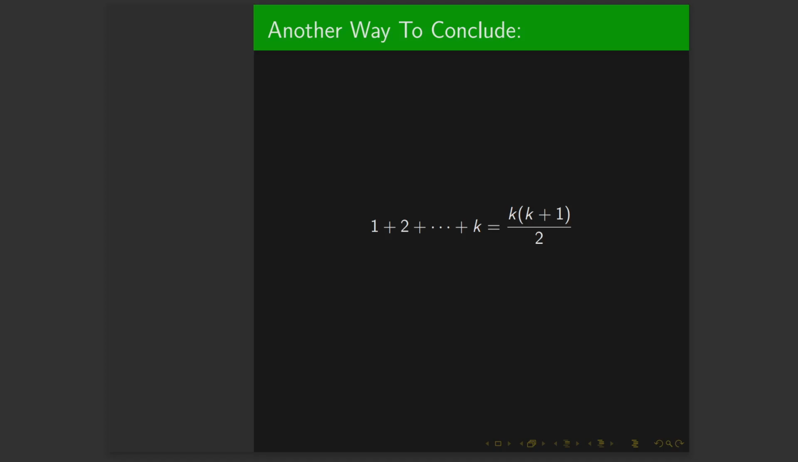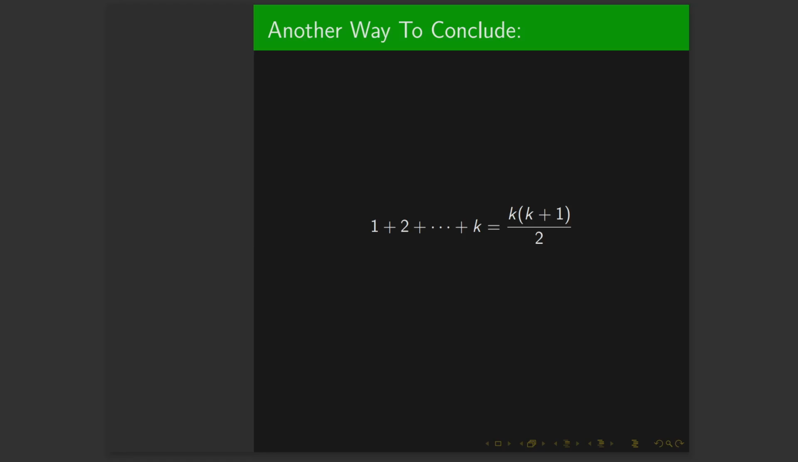k is the height, k plus 1 is the base, or that added 1. So that's the area of the rectangle, and then we divide by 2 to get half of the area of the rectangle. And that's also another interesting way to think about this. But how can we prove this? Is there any way to prove this from a purely algebraic perspective?